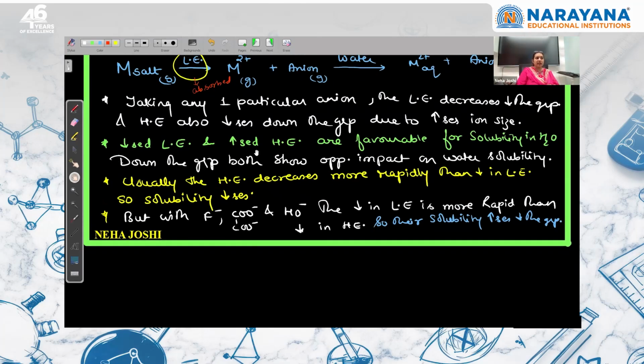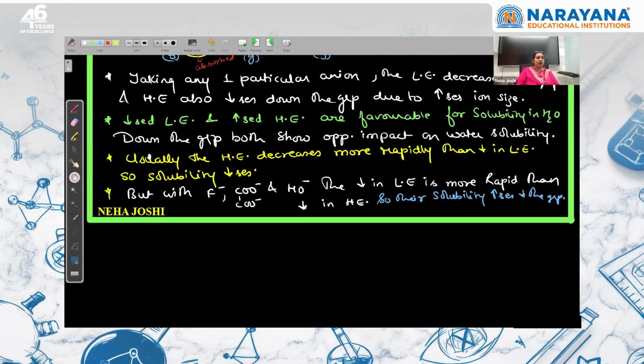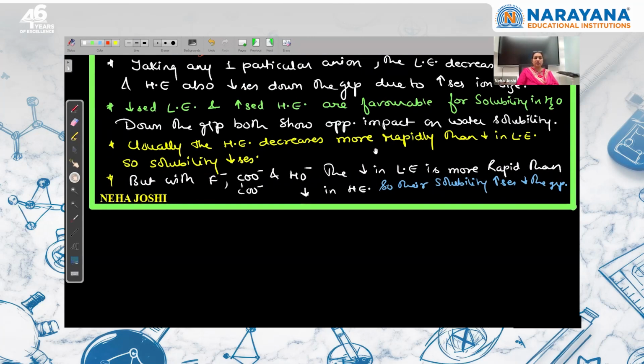Decrease in lattice energy and increase in hydration energy are favorable for solubility. Down the group, both show opposite impact on water solubility. Correct? Usually, the hydration energy decreases more rapidly than lattice energy, so usually solubility decreases. But with the exception of fluoride, oxalate, and hydroxide, the decrease in lattice energy is more rapid than the decrease in hydration energy, so their solubility increases down the group.